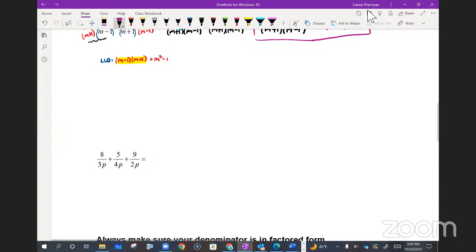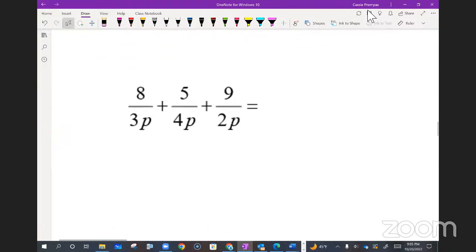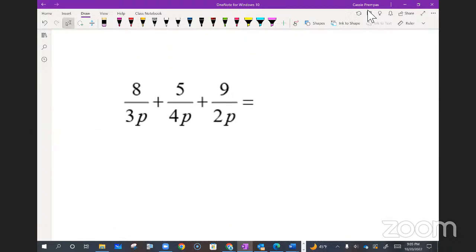All right, let's take a look at another one. Here, can you recognize what the least common denominator would be? On your own, think about what that would be. All right, hopefully you're saying 12p. Don't just multiply everything by each other. They already share a factor of p, so we don't need any more p's. They all already have one.